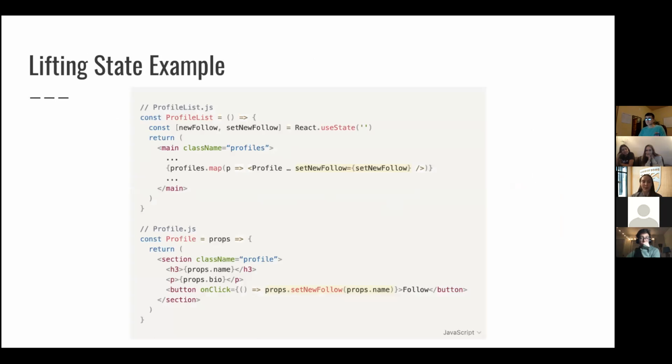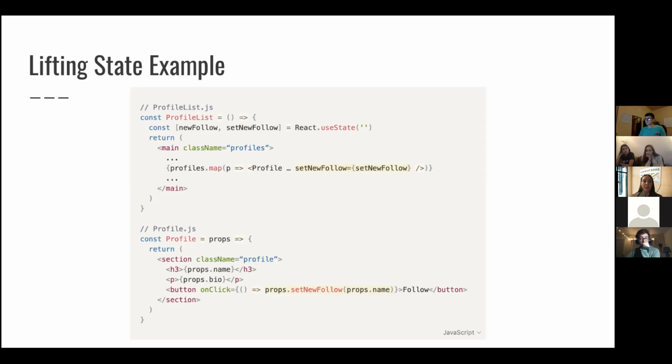Okay, so here's an example of this. Looking at the top component, profile list, it has a state attribute called new follow, and a method that changes that state, set new follow, because we're using this React.useState notation. Then in profile list, we have a child component called profile, and we say its prop setNewFollow equals the function that changes the new follow variable in the parent state.